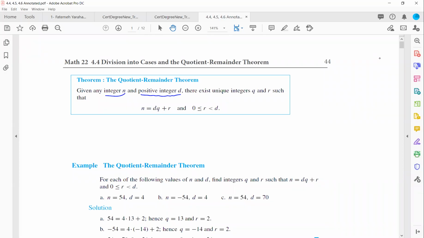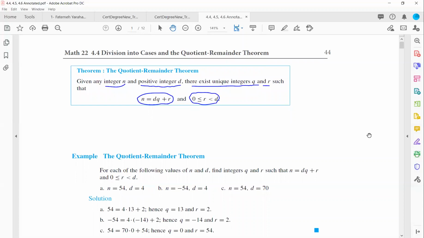Theorem, the quotient remainder theorem. Given any integer like n and positive integer like d, for sure you can find a unique number like q, another unique number like r, such that n is dq plus r. r as the remainder is between 0 and d.